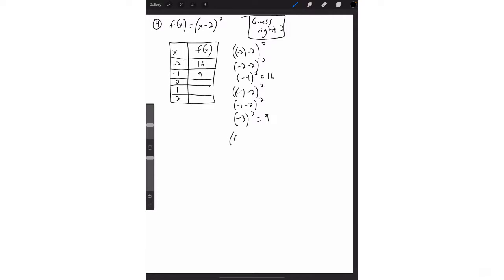So I'll say 0 minus 2 squared. Not sure why those lines are kind of broken. And 0 minus 2 is negative 2, squared. And negative 2 squared is negative 2 times negative 2, which is a positive 4.